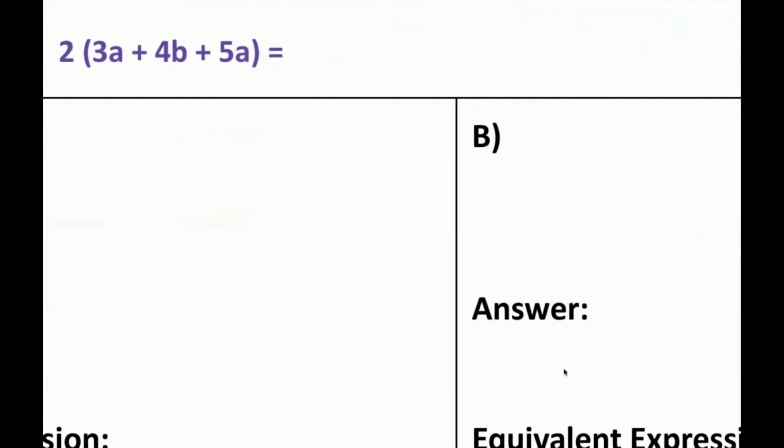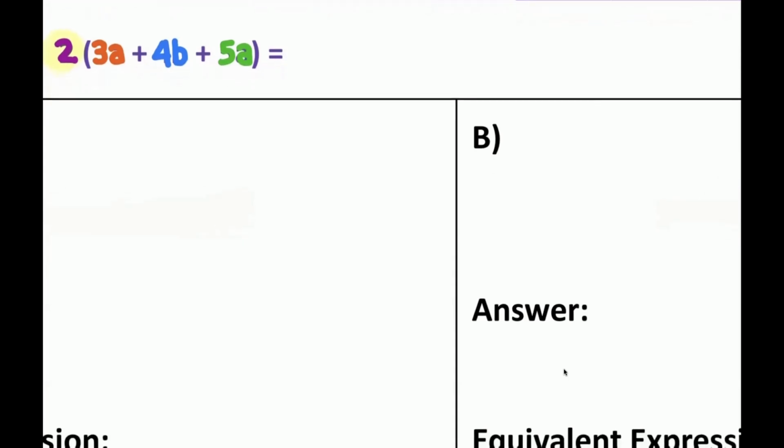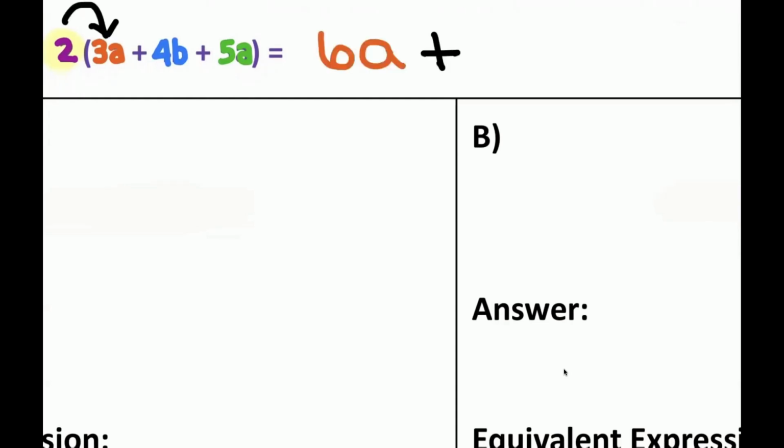I'll zoom in a little bit. We have 2 times (3a plus 4b plus 5a). So now we have 3 terms, but we're still going to treat it the same way. We're still going to multiply 2 times all 3 terms. So I'll start by doing 2 times 3a, which is 6a.